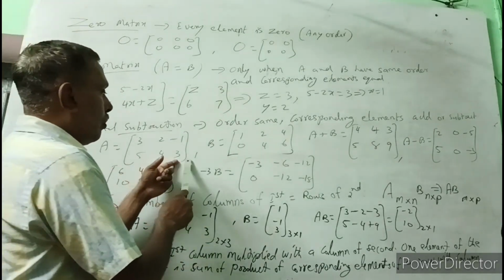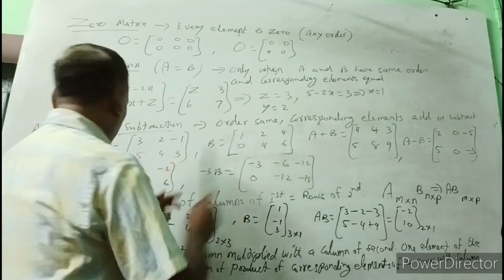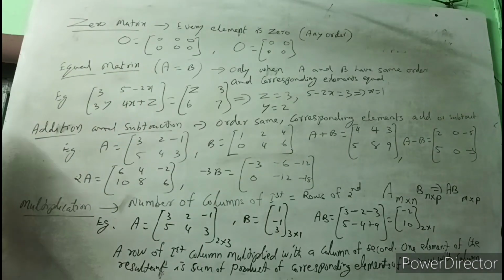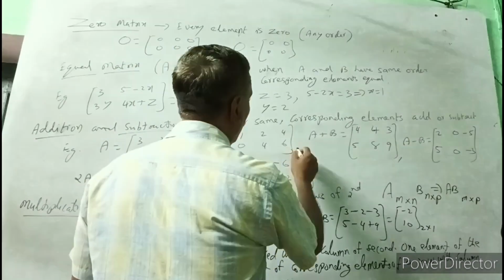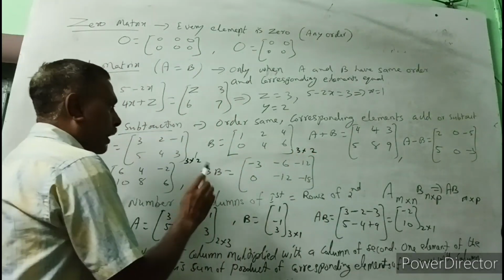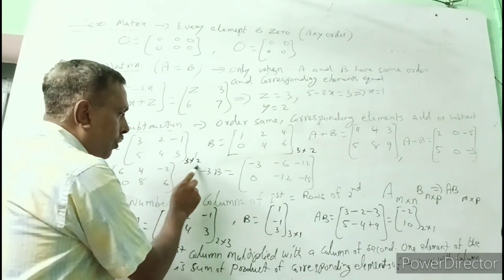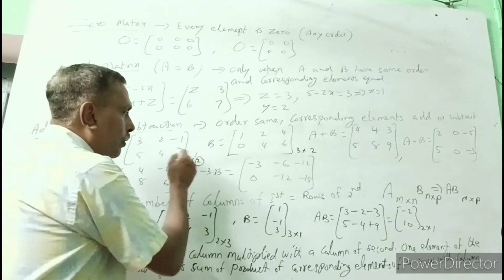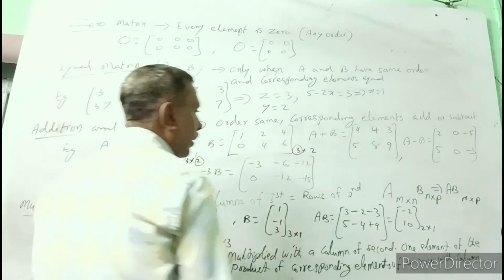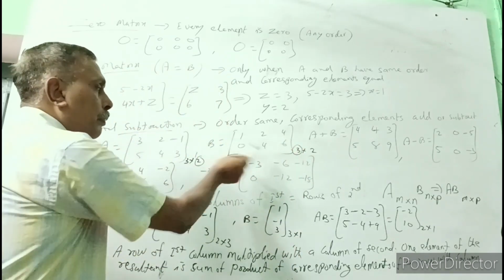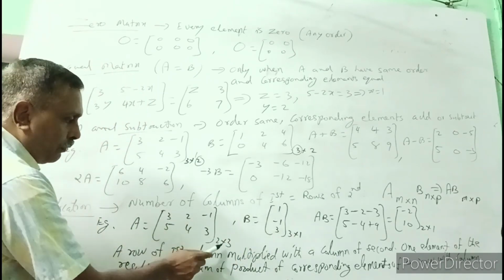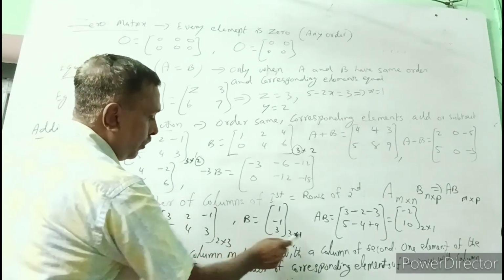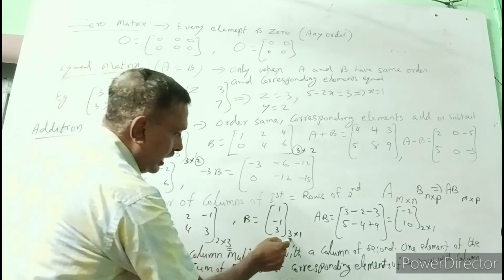Here, if I am checking the order, this is a 3 by 2 matrix and this is also a 3 by 2 matrix. I cannot multiply here. Number of columns is 2, but here the number of rows is 3. So I cannot multiply AB. But here you see I can multiply. A is of order 2 by 3 and B is of order 3 by 1. You see this 3 and 3 are the same.